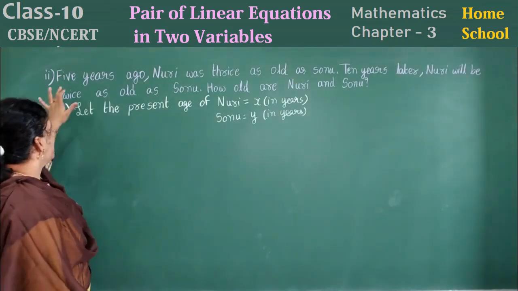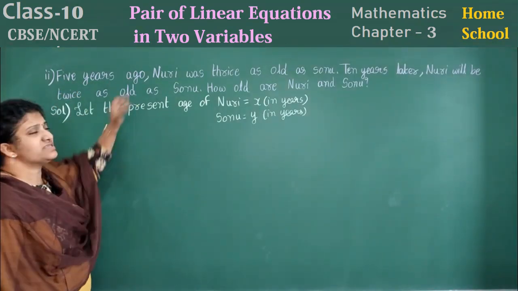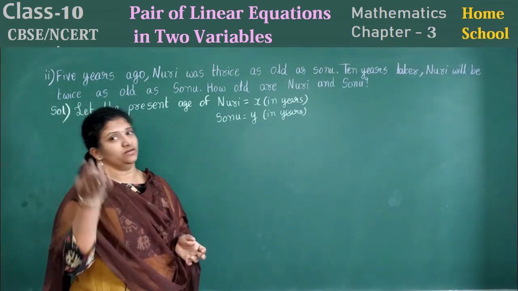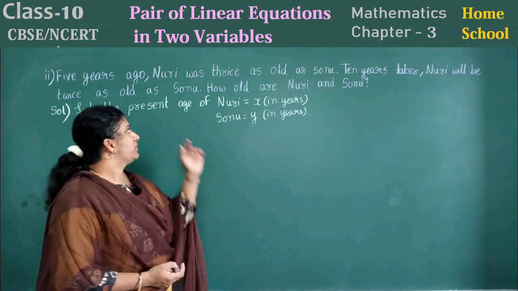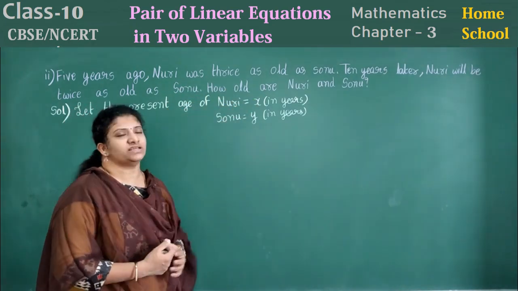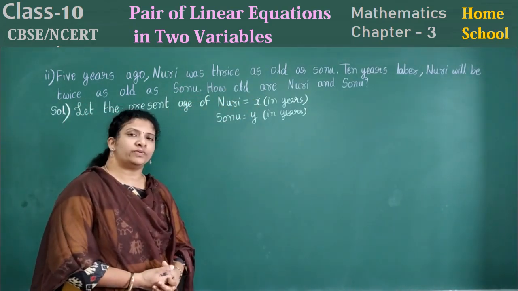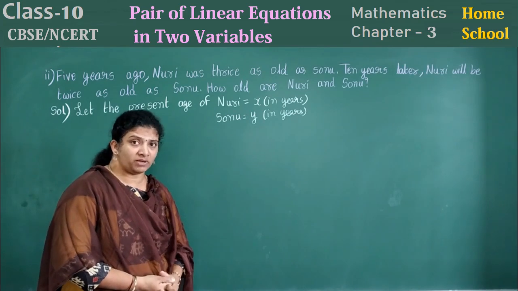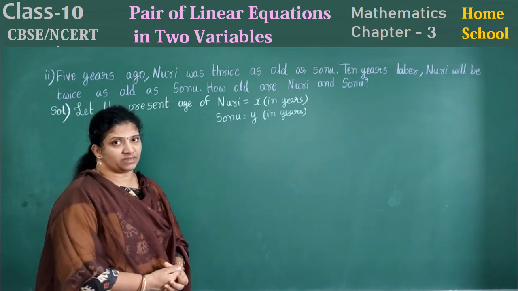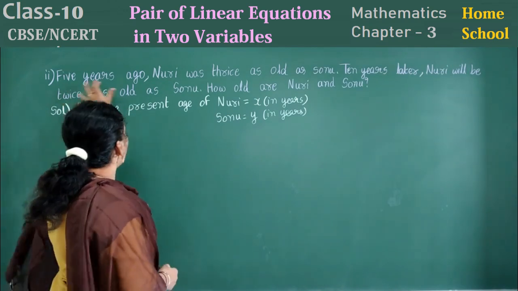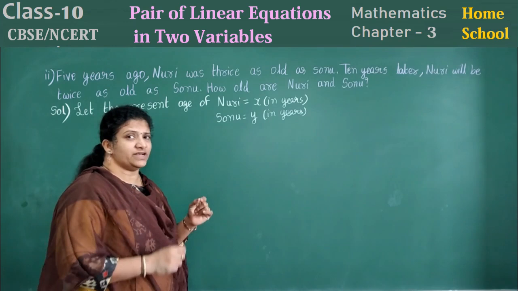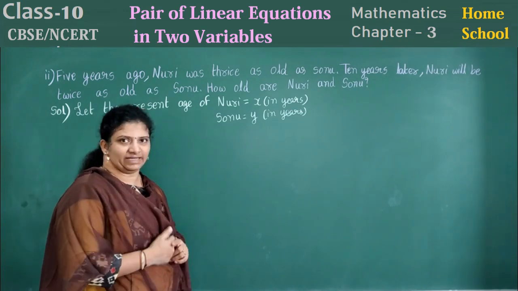Second problem, 5 years ago. 5 years ago means 5 years back. Nuri was thrice as old as Sonu. Who are the two persons we are talking about in this problem? Nuri and Sonu. Right? Let's read the statement again. 5 years ago. 5 years ago means first we should talk about the present age.